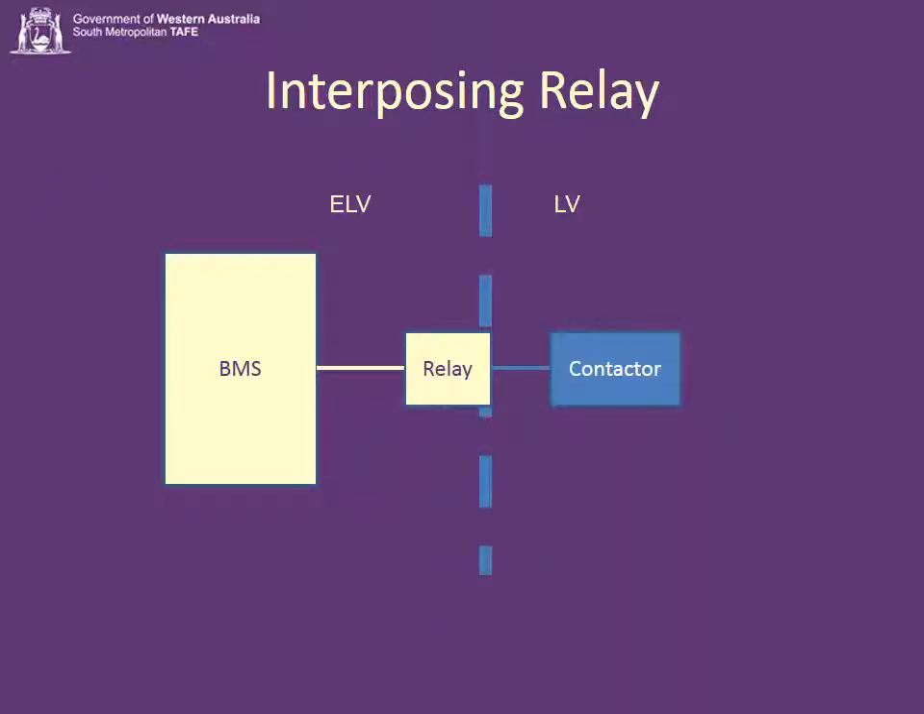So this is how the system should be set up. You've got the BMS living in the extra low voltage area, and so everything in there is 24 volts, nothing really much higher than that. And then you've got contactors and solenoids and that sort of junk living in the low voltage area, 240 volts, anything up to 1000. And in between you have the interposing relay, and that bridges from extra low voltage to low voltage. It is another thing to go wrong, so that is a problem.